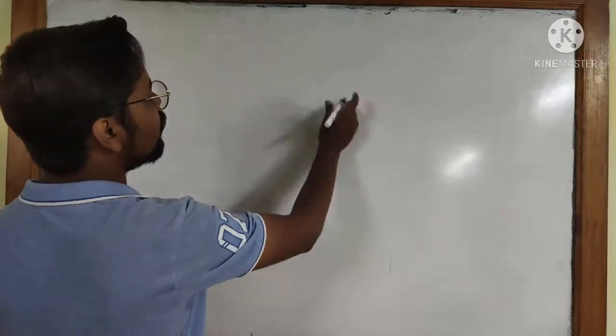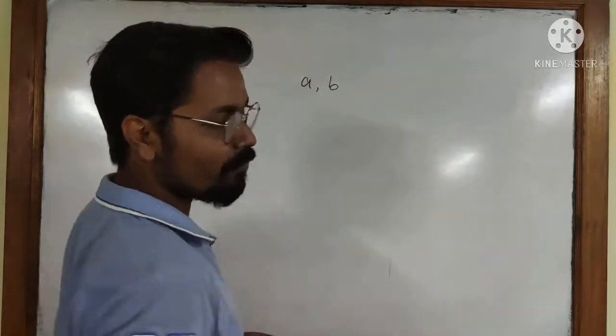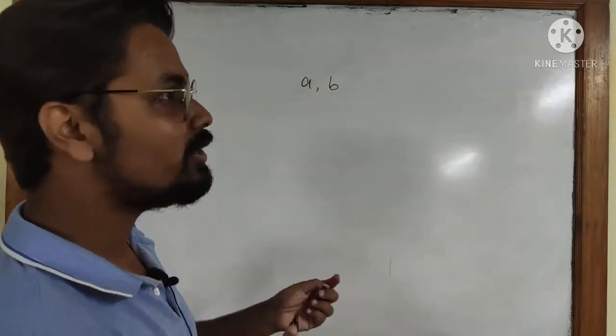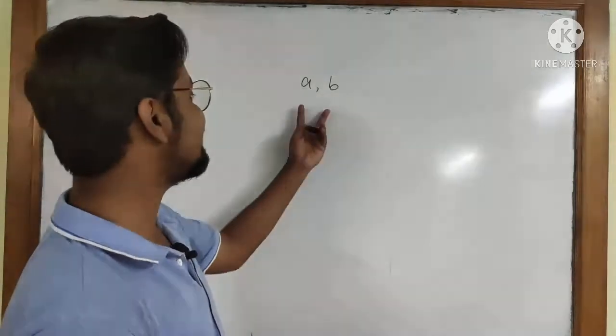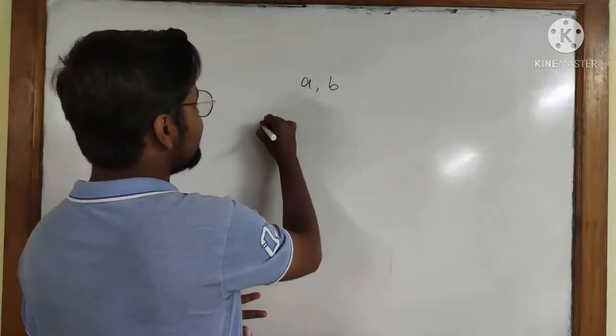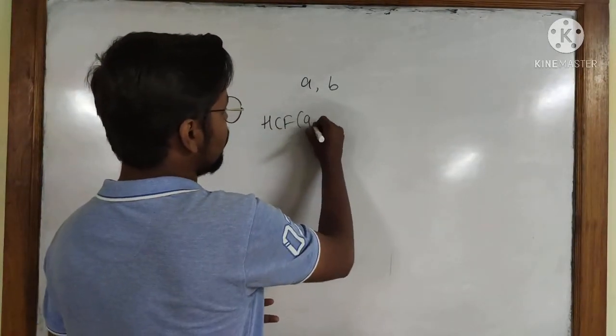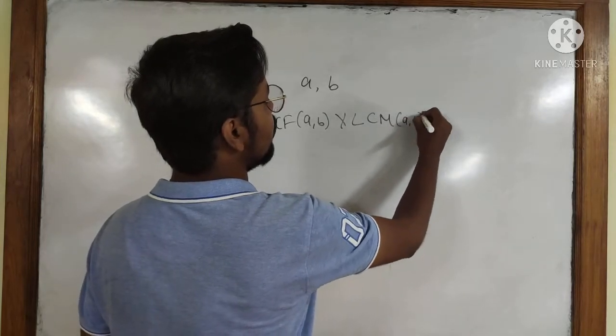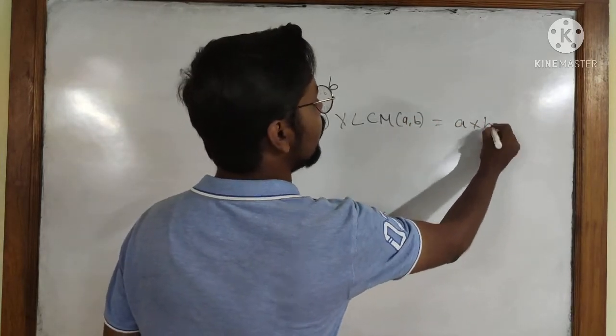It says that if you have any two numbers A and B, then the relation between the HCF and LCM and these numbers is: the HCF of A and B, you multiply it with the LCM of A and B, you will get the product of A and B.